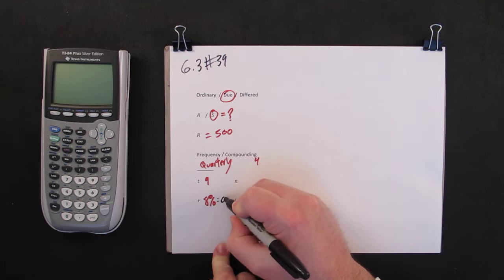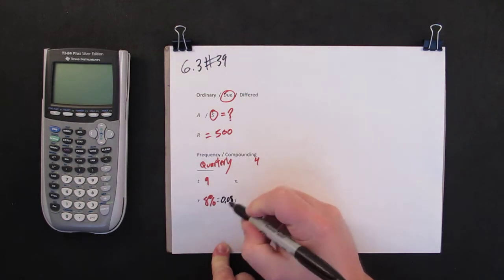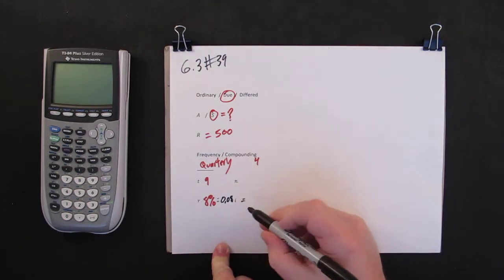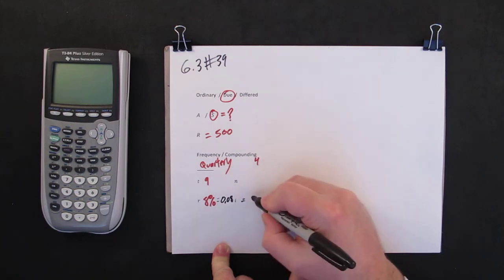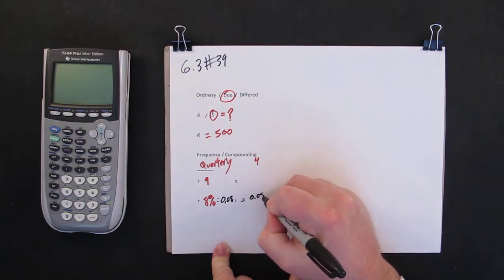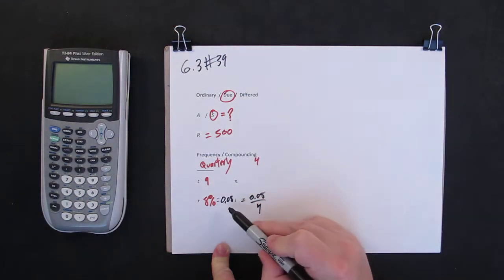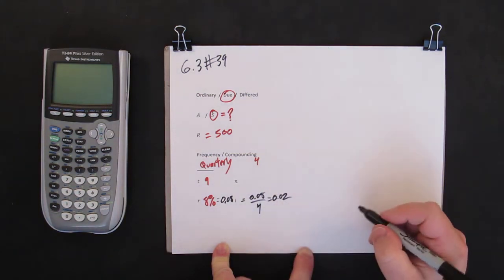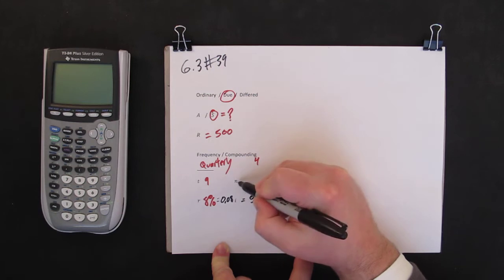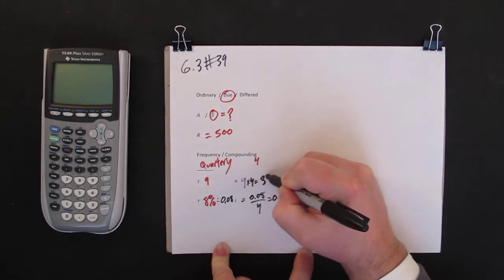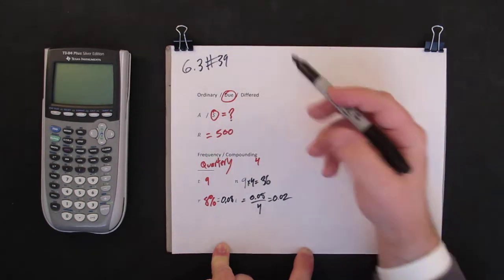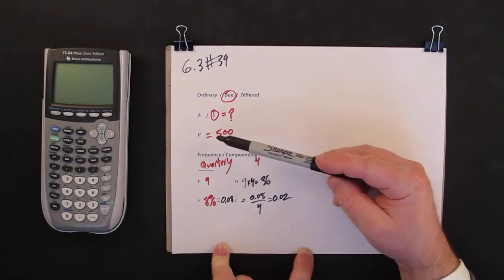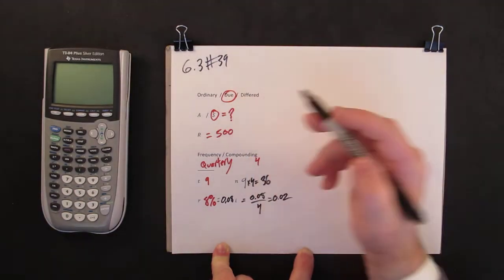So, the interest rate is 8% annual. We want the period interest, so that's going to be 2% because we divide 8% by 4. So 0.02. We need to know the number of periods, so that's going to be 9 times 4, 36. And we know the payment, we don't know the future value, and this is an annuity due.